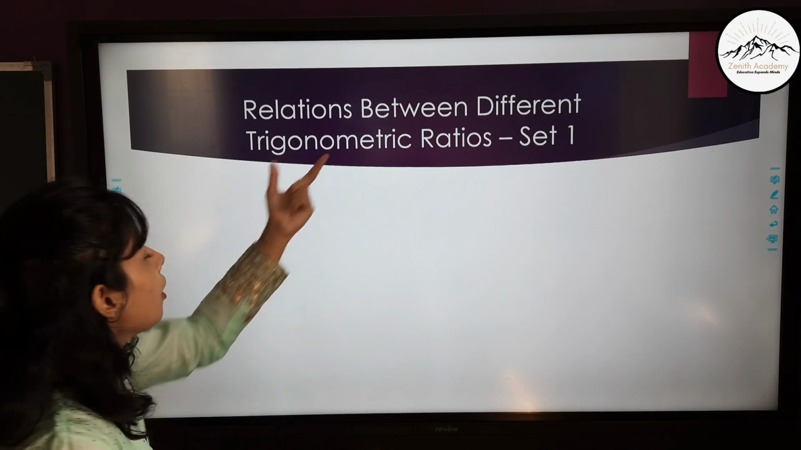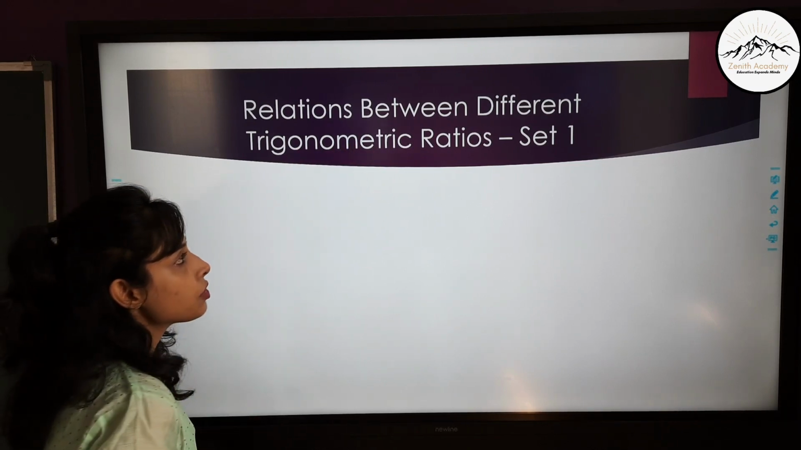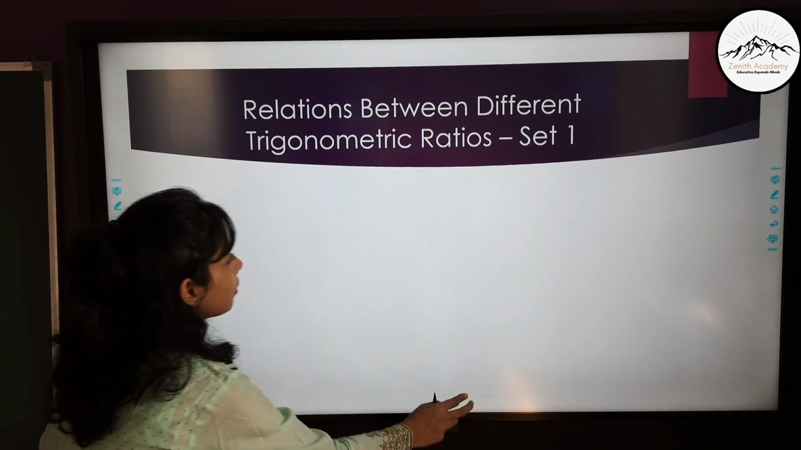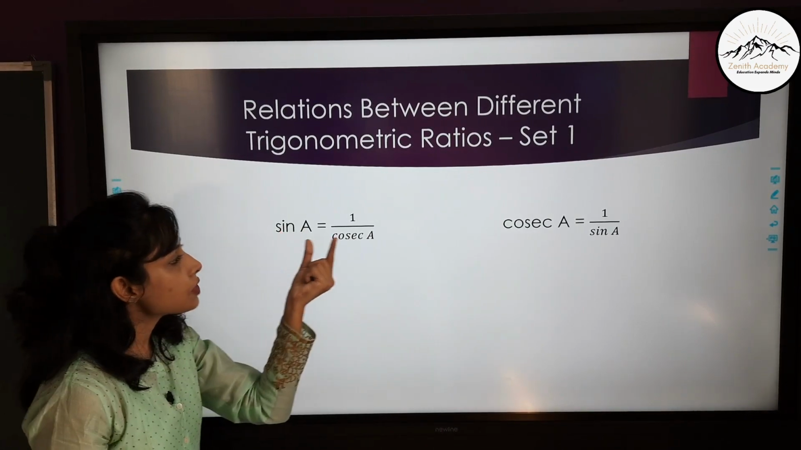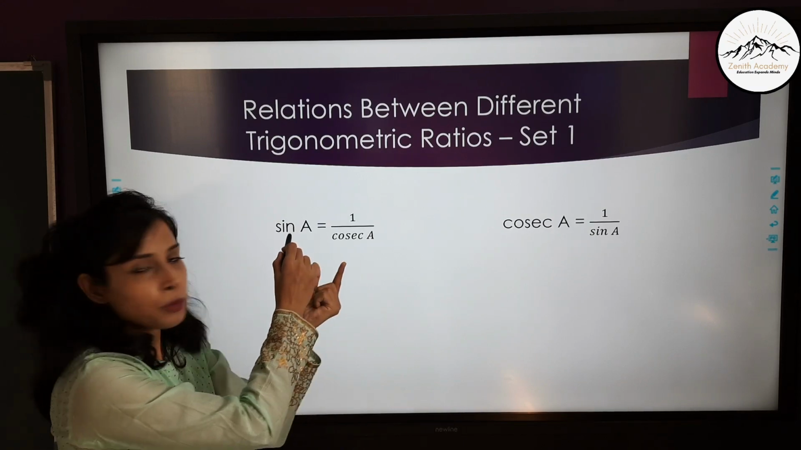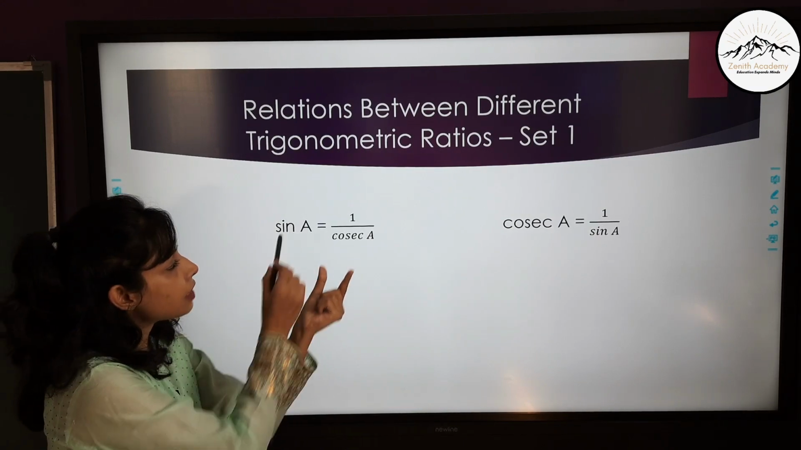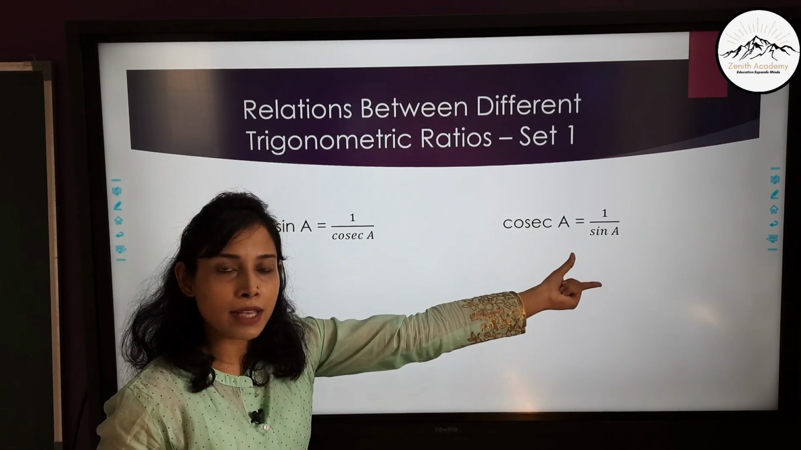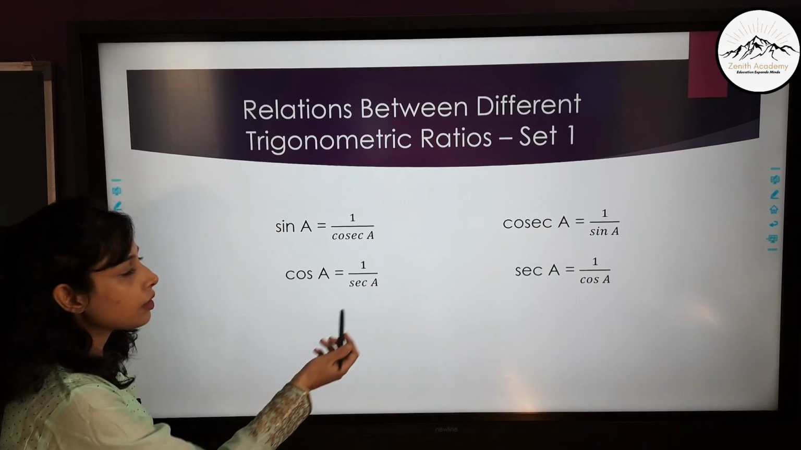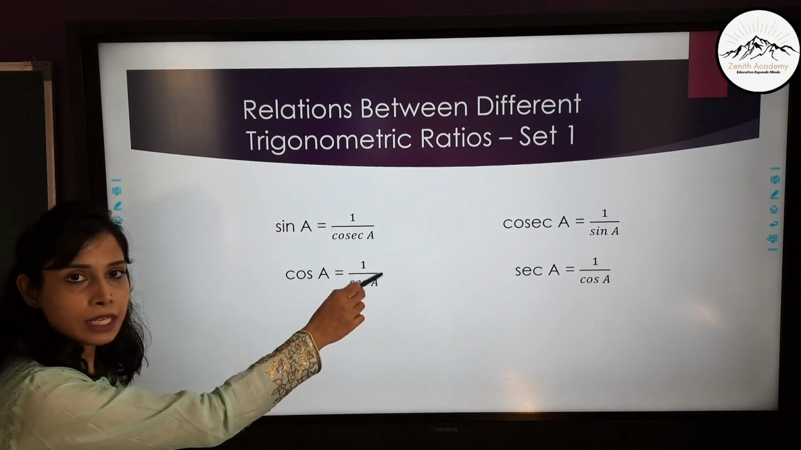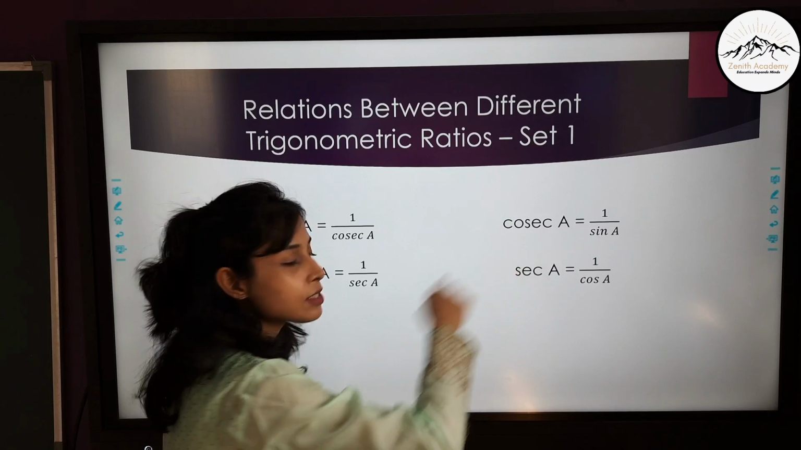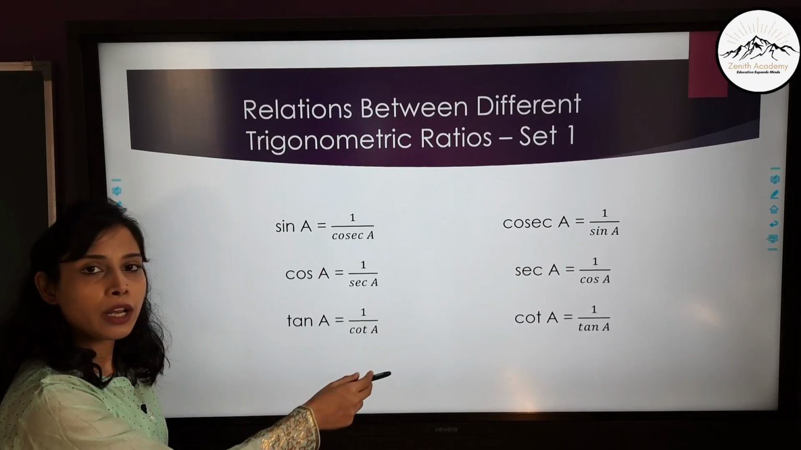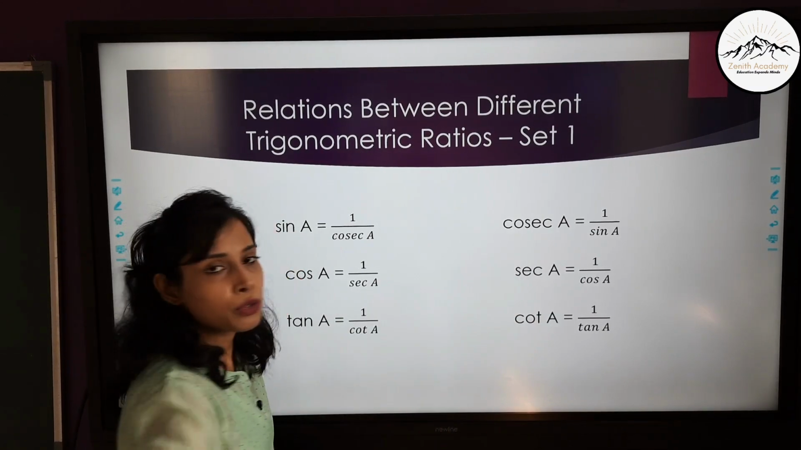Let's see relations between different trigonometric ratios. The first set we have already done. Let's see the reciprocal one. If cosec is the reciprocal of sine, how can we write it? Sine A is equal to 1 by cosec A, or cosec A is equal to 1 by sine A. Similarly, the other two functions will be the same. Cos A is equal to 1 by sec A, sec A is equal to 1 by cos A. And similarly, tan A is equal to 1 upon cot A, or cot A is equal to 1 upon tan A.